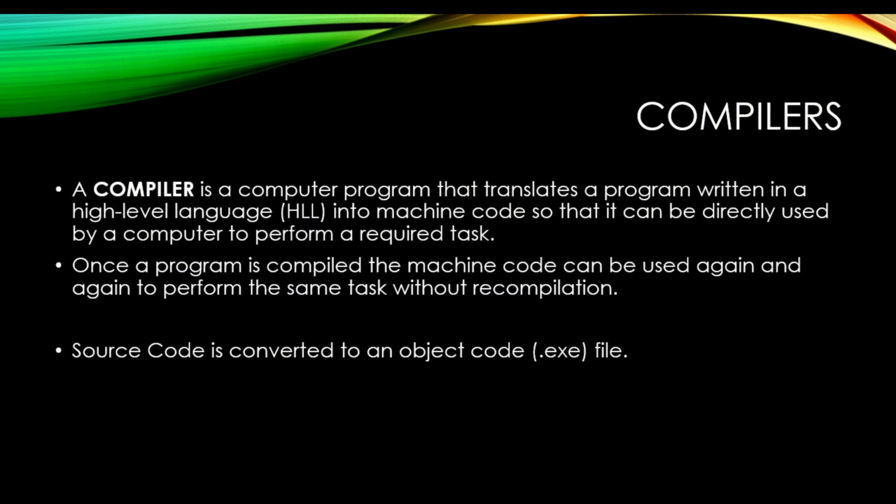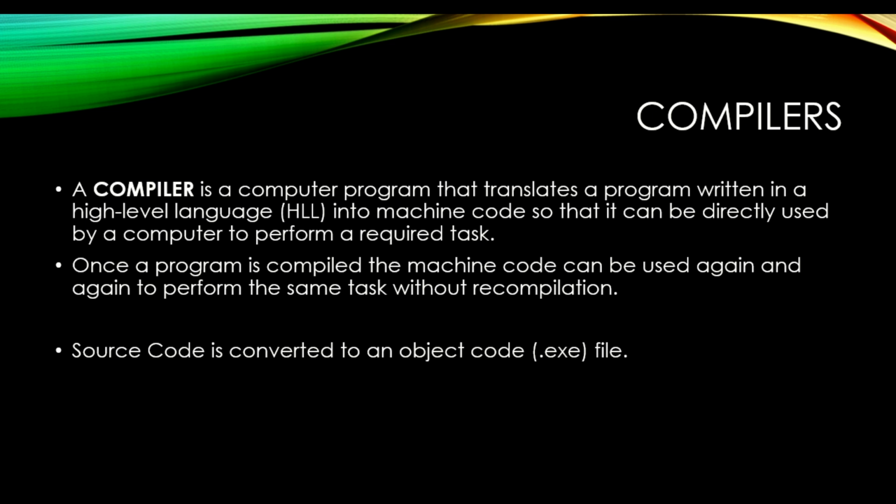Now the first type of translator is a compiler. A compiler is a computer program that translates a program written in a high-level language into machine code so that it can be directly used by a computer to perform a required task. As such, a compiler takes high-level language code and converts it into machine code.